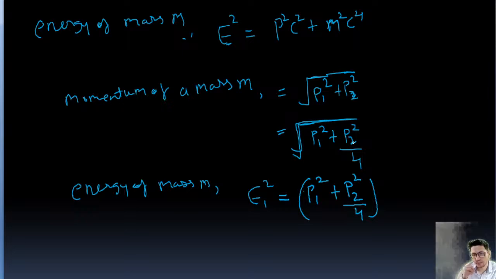The root will get removed because it's a square, right? So plus m naught square c to the power 4 for this lighter particle. The rest mass is small m c to the power 4. Okay, so now we'll use the energy conservation law.